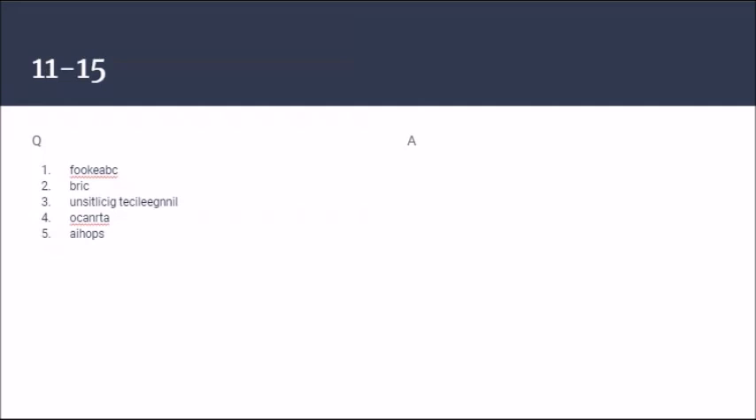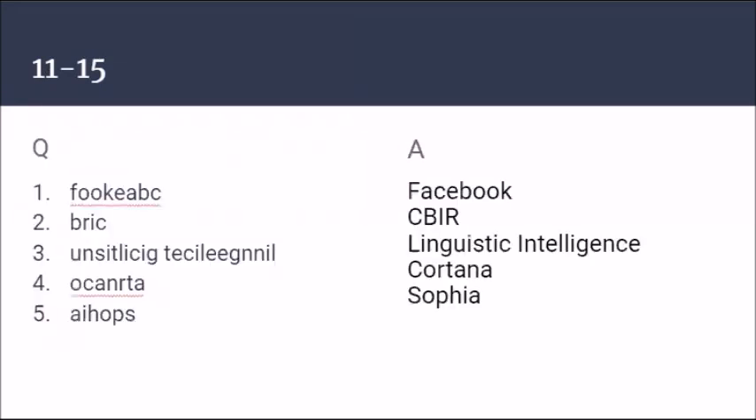Next is UNSITICING. The next one is OCANRTA. And the last one is AIHOPS. The answers are Sophia, Cortana, Linguistic Intelligence, CBIR, Computer Based Image Retrieval, and Facebook.